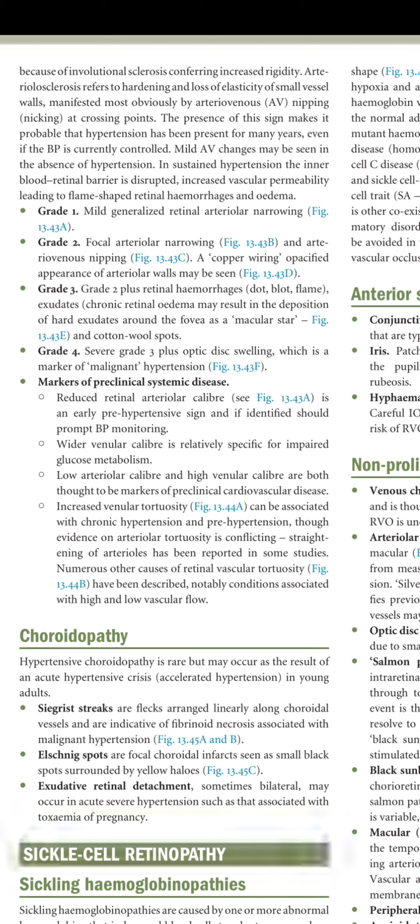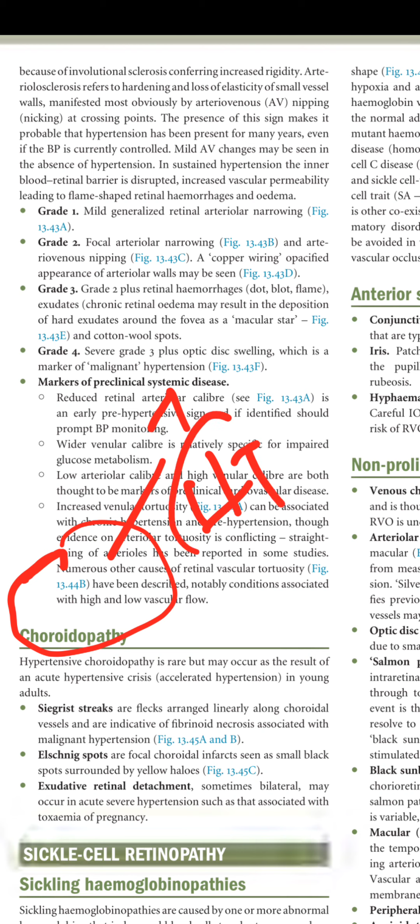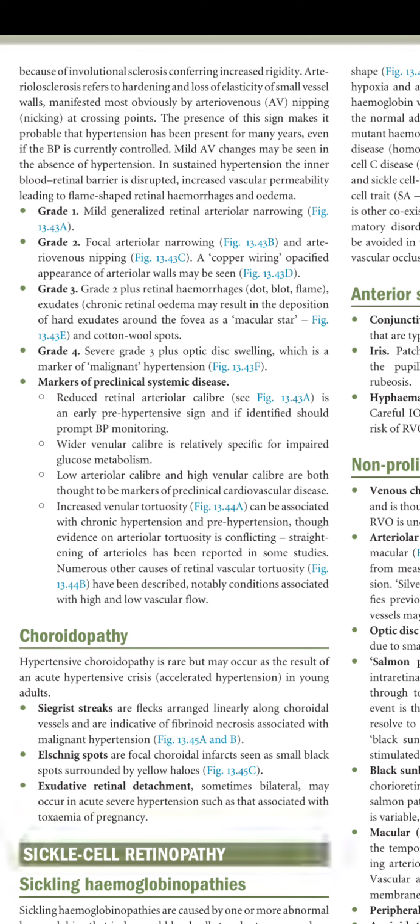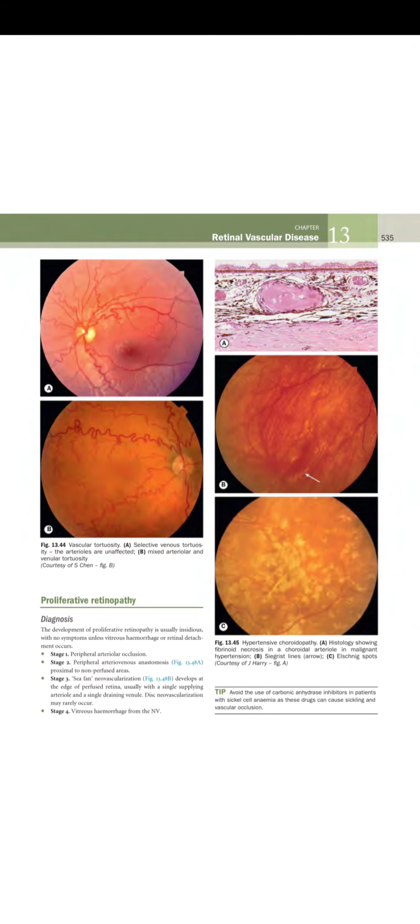Choroidopathy. Hypertensive choroidopathy is rare but may occur as a result of an acute hypertensive crisis or accelerated hypertension in a young adult. Siegrist streaks are flecks arranged linearly along the choroidal vessels and are indicative of the fibrinoid necrosis associated with malignant hypertension. So whenever the choroid is affected, it is known as hypertensive choroidopathy. Siegrist streaks are basically flecks arranged along the choroidal vessels, and they represent fibrinoid necrosis in malignant hypertension.